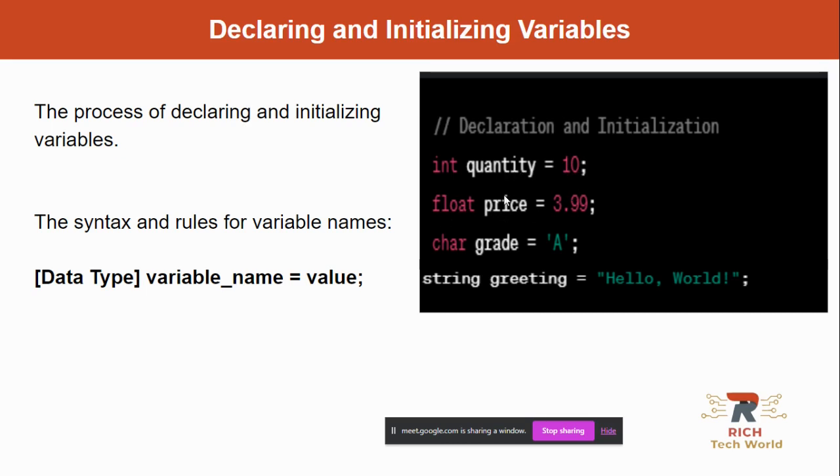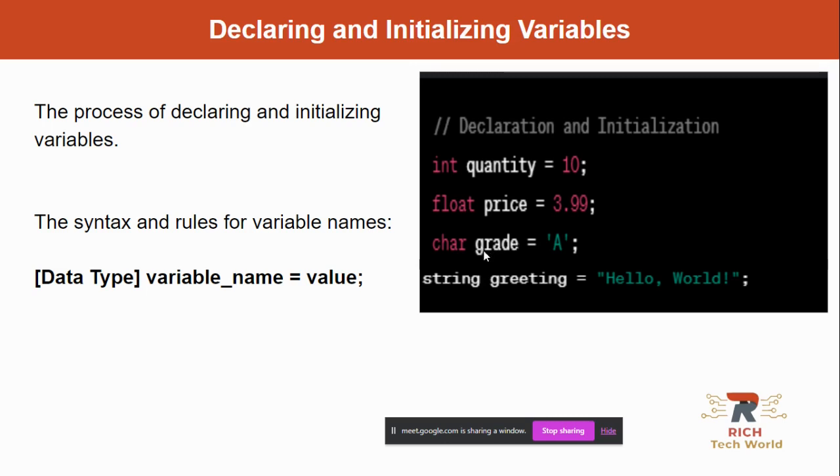Another variable is price. And this price is storing 3.99, which is a decimal number. And what variable did we say is used for storing a decimal number? A floating point, or float, variable. All right. And then we also have here char grade equals A.